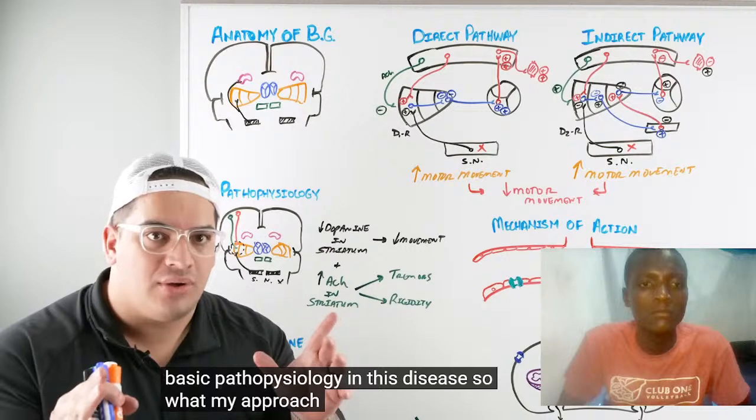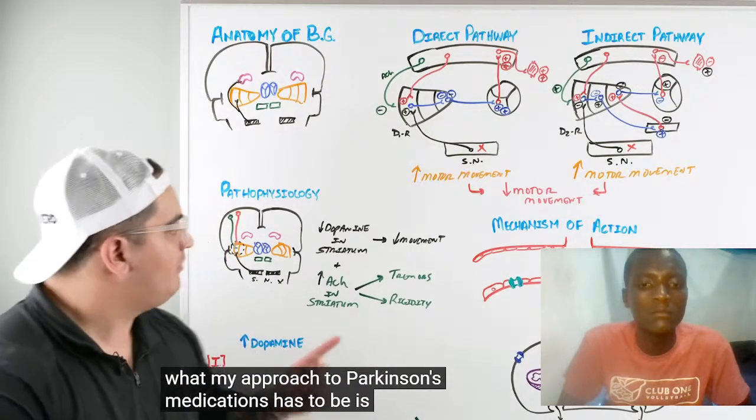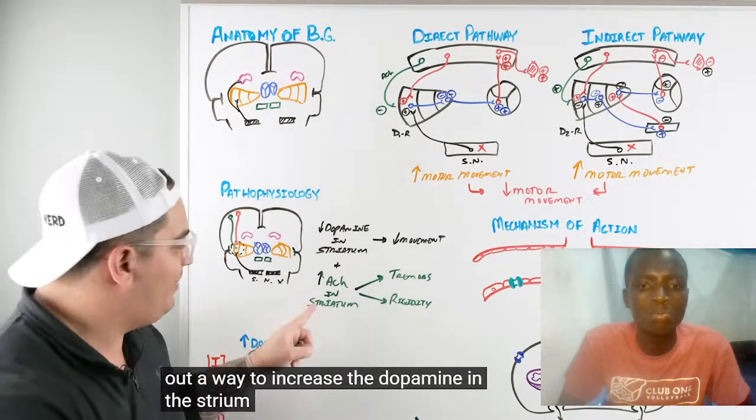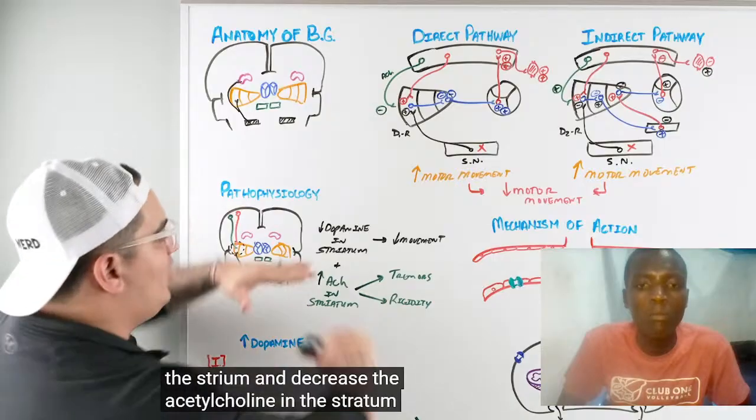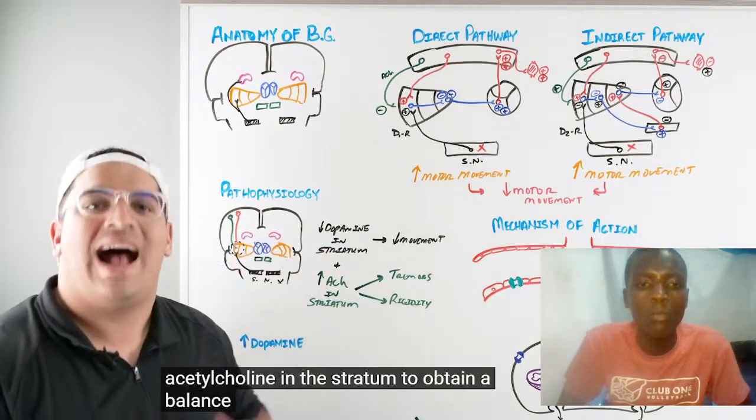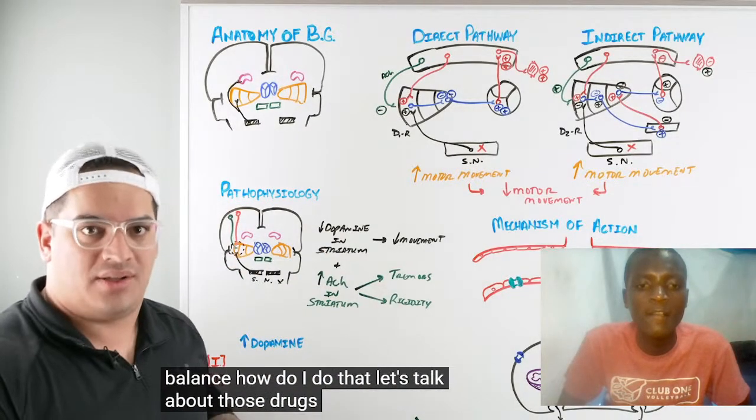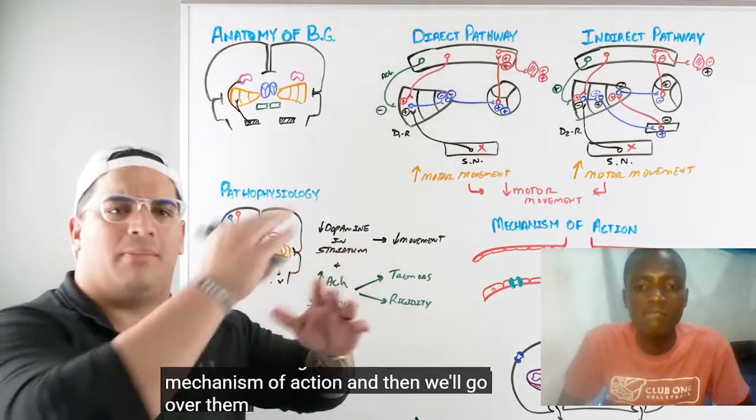So what my approach to Parkinson's medications has to be is, I've got to figure out a way to increase the dopamine in the striatum and decrease the acetylcholine in the striatum to obtain a balance. How do I do that? Let's talk about those drugs. Let's talk about their mechanism of action, and then we'll go over them each in more detail.